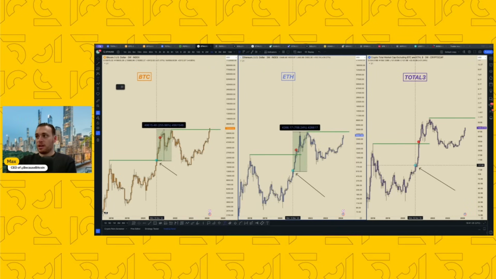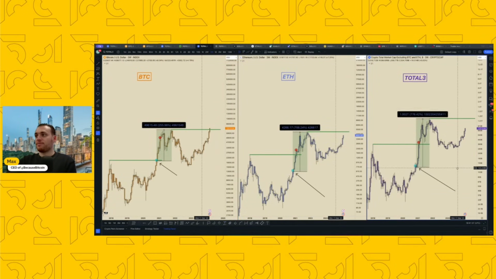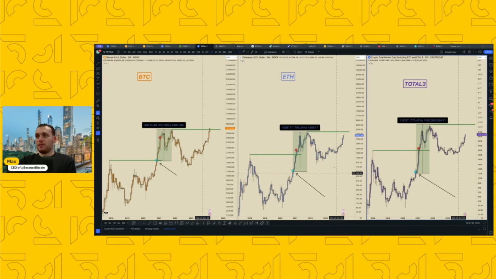And Total3, again, we'll go from the next candle body open. All right. And then Total3 went up 776%. All right. So you can see that. I mean, ETH had a fantastic last cycle, of course, but you can see that after Bitcoin makes an all-time high, more of the gains actually happen over here in Total3 and ETH. All right. So, something to consider here is that, yeah, Bitcoin just made a new all-time high.